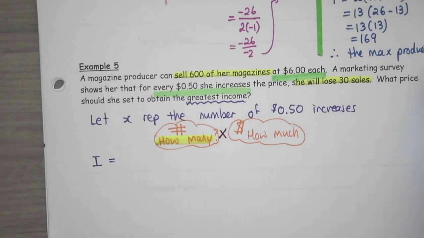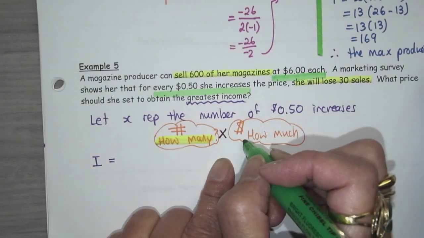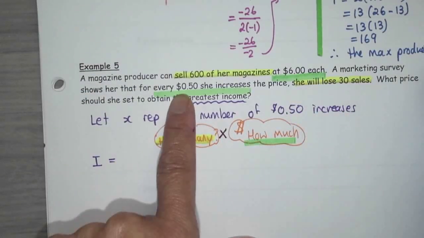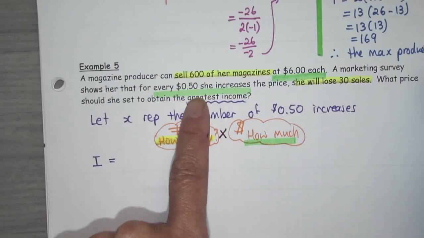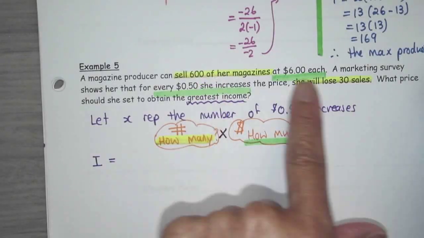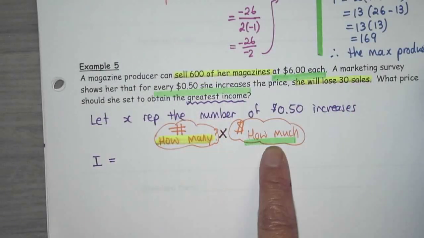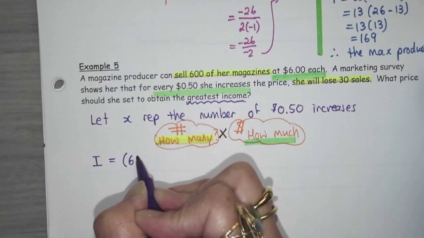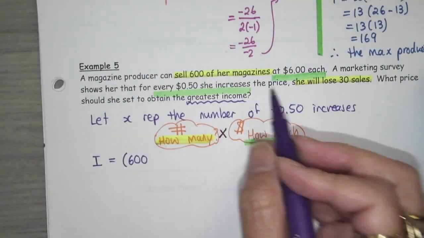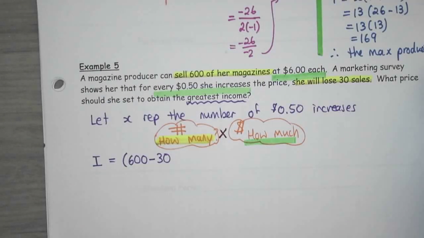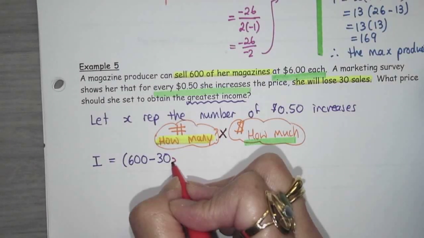All right, then this part here is how much, right? How much is the $6 and the 50 cents. So $6 and the 50 cents, that's how much. Does that make sense? So the number is these two, and the how much is those two. Then we're going to put them into two brackets. So how many I sell is usually 600, but she's losing 30 sales. So minus 30, and my connector is the X.